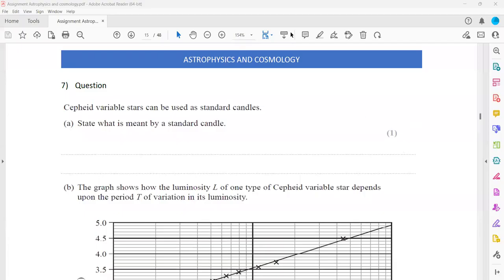So this one is an assignment from the Astrophysics and Cosmology topic. The question is, Cepheid variable stars can be used as standard candles. What is meant by standard candle? Astronomical or stellar objects which have a known luminosity, we know their luminosity, or we can say we know their power, are known as standard candles.